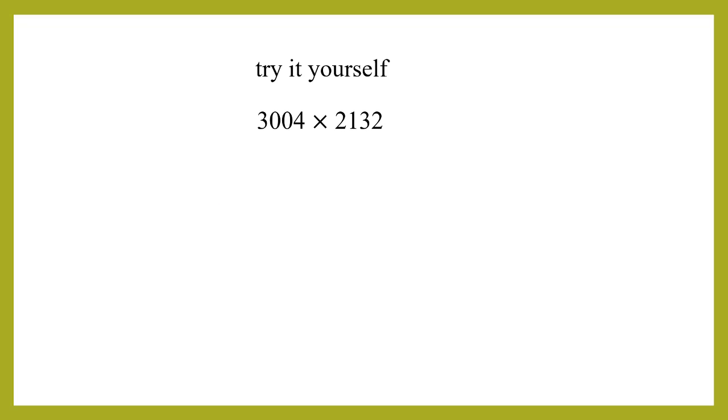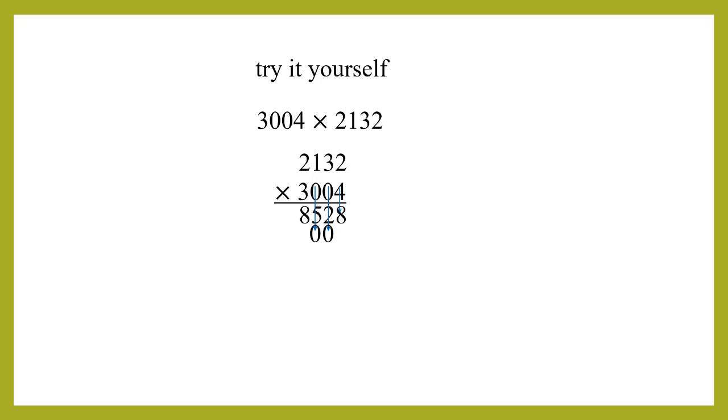Okay, time to try it yourself. Okay, press pause, work this problem out, and then press play to check how you did. Okay, so first you put 3,004 on the bottom, 2,132 on top. Multiply by the 4, start right below the 4. Multiply by 0, 0 times anything is 0, one 0 in the answer.